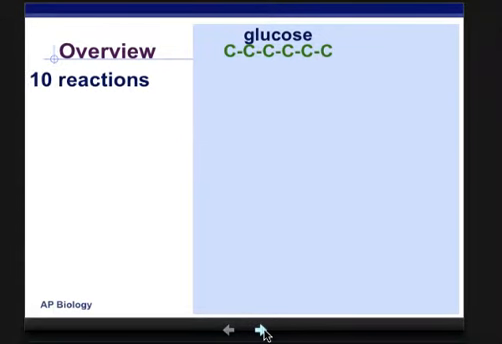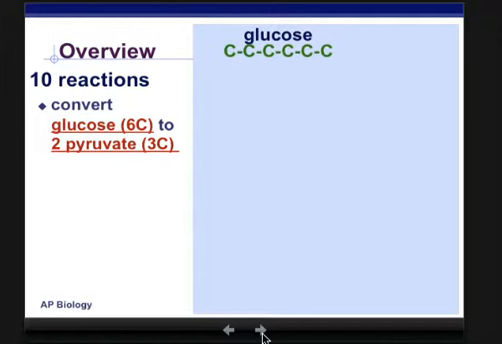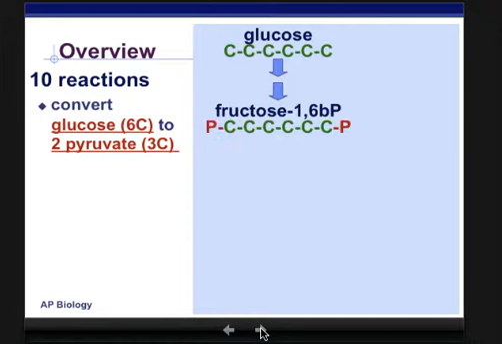All right, so glycolysis is 10 reactions. And these 10 reactions in your book are on page 166 and 167. So we are converting glucose, 6 carbon, to 2 molecules of pyruvate, which each have 3 carbon. All right, so the first step, of course, involves some investment of ATP.